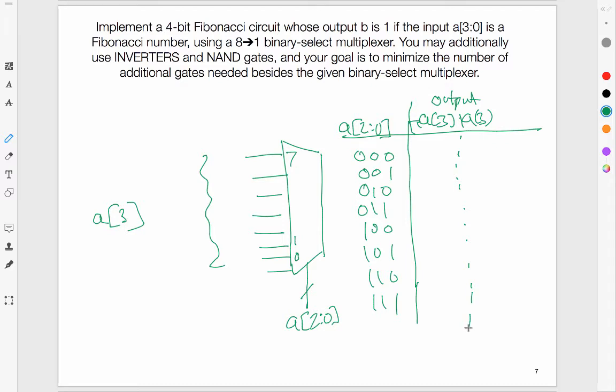Now my Fibonacci numbers were 0, so that would be A3 is 0 and everything 0, so that, 1, 2, 3, 5, 8, which would be this guy. What else? 13. So this guy, right? And everything else is not a Fibonacci number, so we can put a 0 out there.